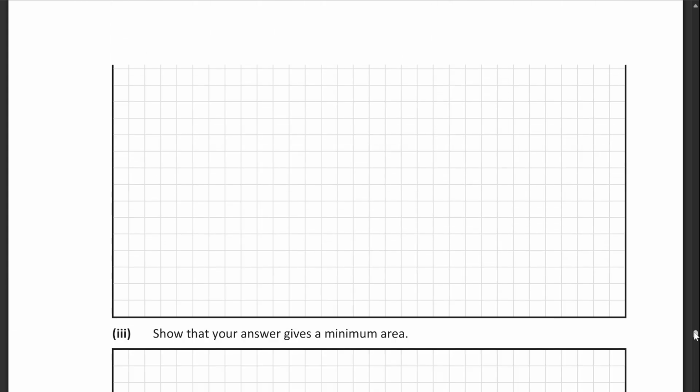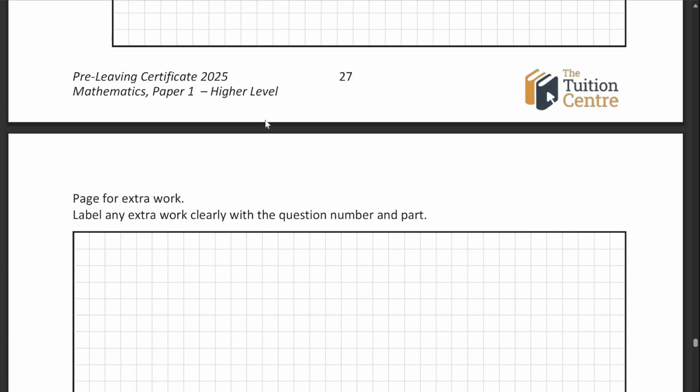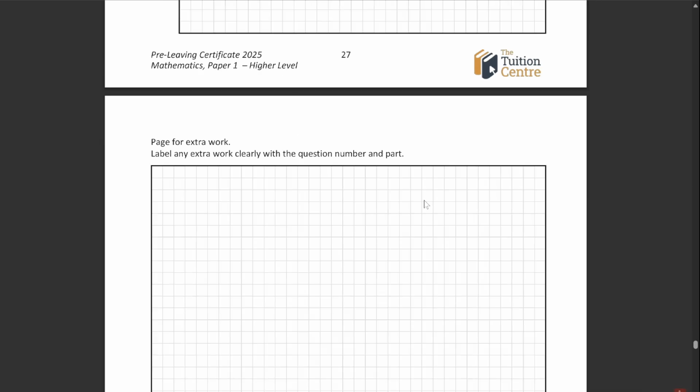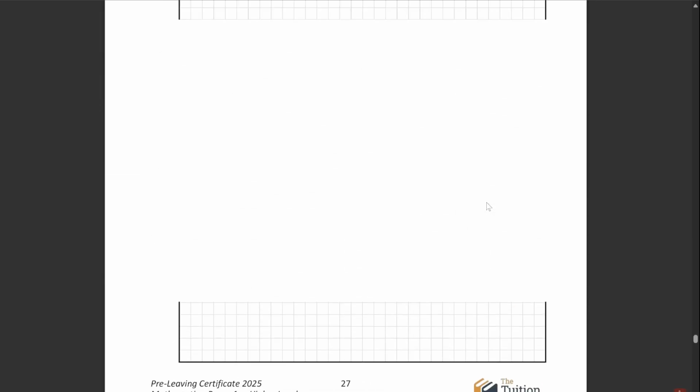Is that it? Is that just the end? Because nothing else is loading, so I presume that that's the end. Yeah, page for extra work. Is that just kind of the whole thing? Do you get 4 extra pages? Or is there like a copyright notice on the back or something? No, there's probably genuinely like 4 or 5 pages of extra paper. Okay, I'm not sure why it's really slow for some reason.